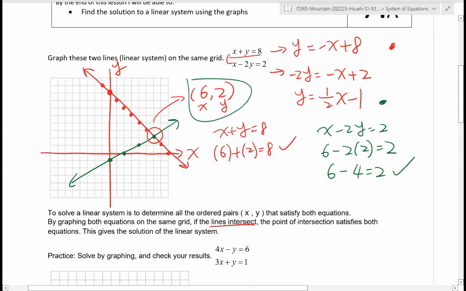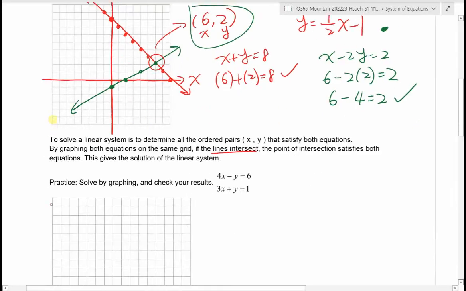Now you see, when you plug these two values into these two equations, it actually makes sense. And that's what it means to be the solution of this linear system. So we can solve by graphing. As long as we can find a point of intersection, that point is actually the solution to the system. So that's what it means to solve a linear system graphically.